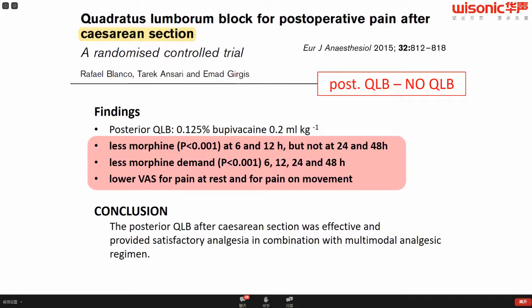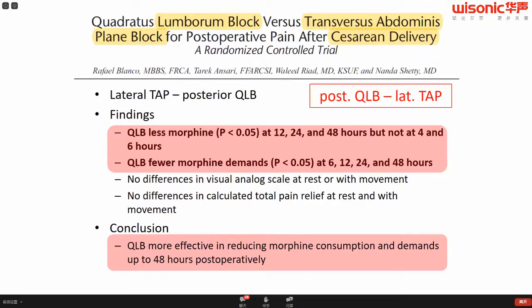Here, the effectiveness of the posterior quadratus lumborum for cesarean section compared to IV opioids, and you can see with the posterior quadratus lumborum block, the morphine consumption was reduced and the patient had a lower pain score. A comparative study of the posterior quadratus lumborum with the lateral transverse abdominis plane block for cesarean delivery confirms that the quadratus lumborum block was more effective in reducing morphine consumption and demands up to 48 hours post-operatively.